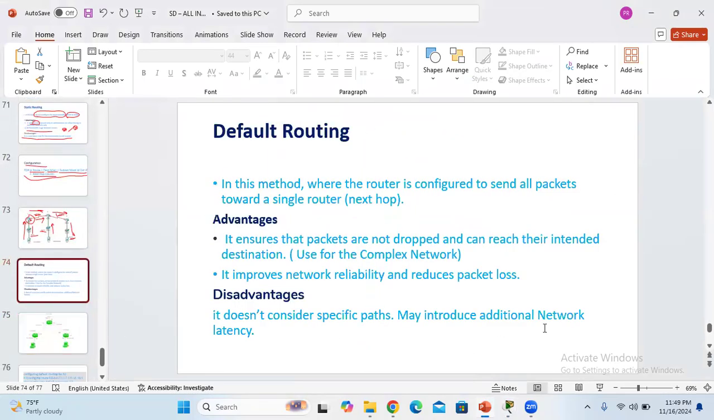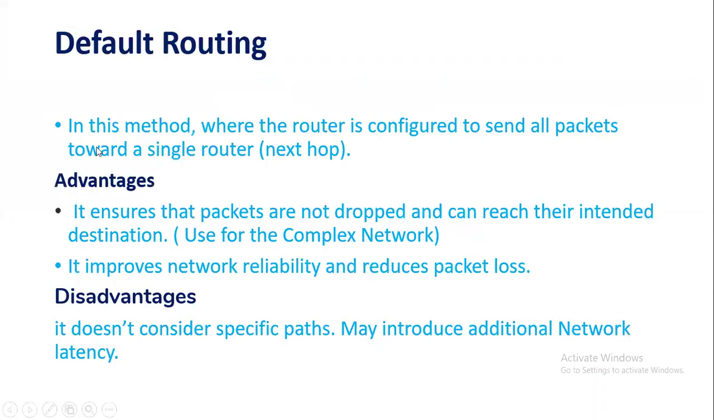Now the next topic is default routing. What is default routing? If the router doesn't know the destination, you can simply configure 0.0.0.0, and whatever information you have is transferred as it is to the next hop router. But what is the advantage of this?